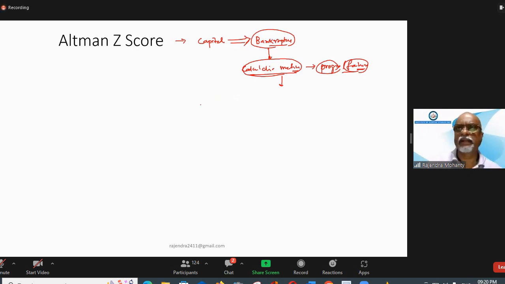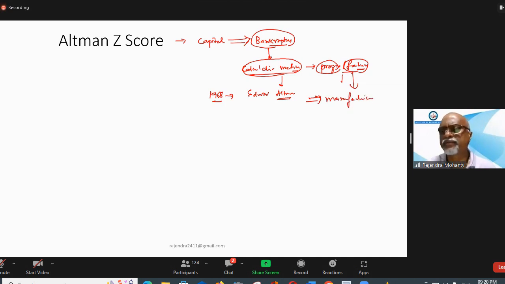So after some period, in the year 1968, there was one Professor Edward Altman. Edward Altman, in 1968, tried to put together all the metrics and eliminate the confusion in predicting failures or progress. Basically his research was based on the manufacturing industry. All the data I have taken is from manufacturing industry. So basically all the people were trying for the manufacturing industry only.